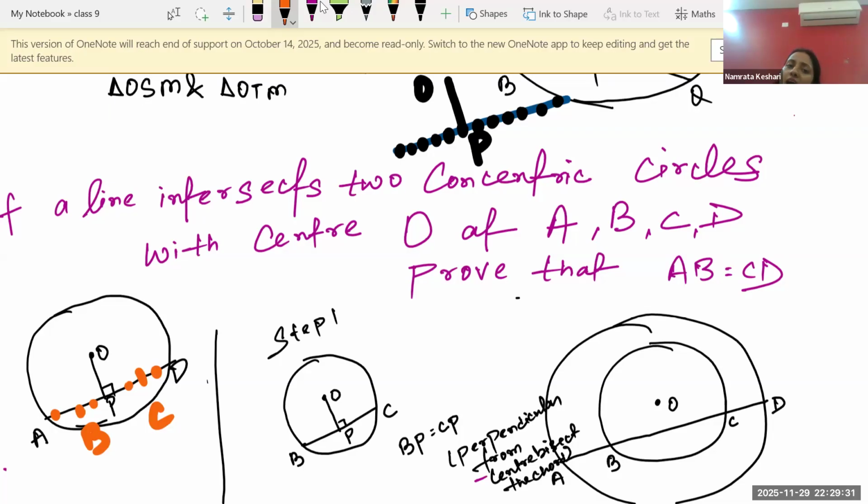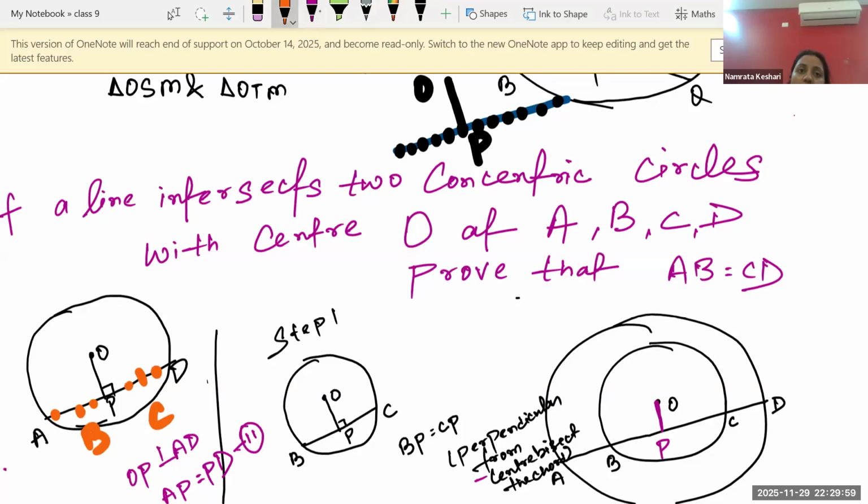So we have dropped the perpendicular OP. In both cases, we will take this same perpendicular. OP is perpendicular to BC, hence the chord is getting bisected. We will say OP is perpendicular to AD. That means the chord is going to get bisected: AP is equal to PD. Making sense? And we are done.